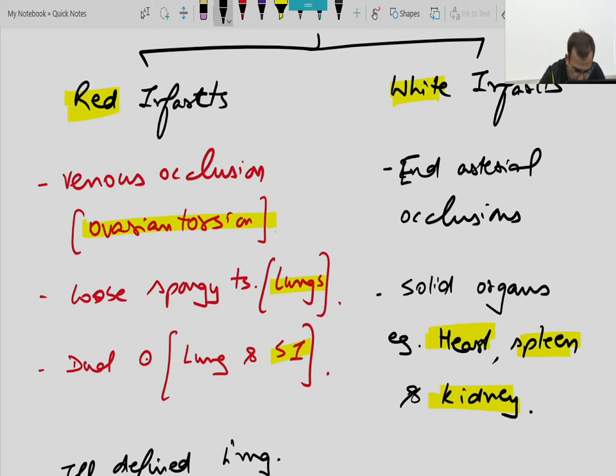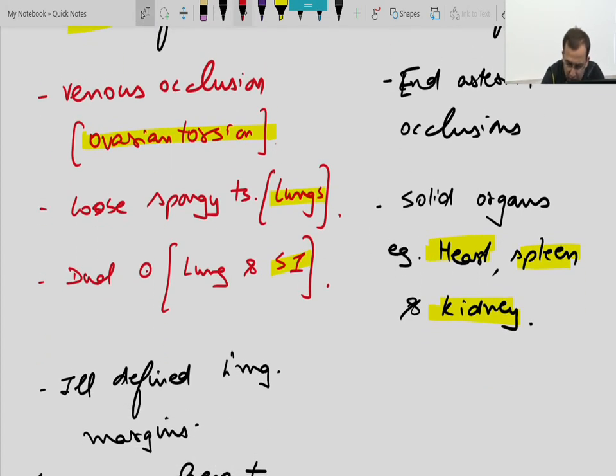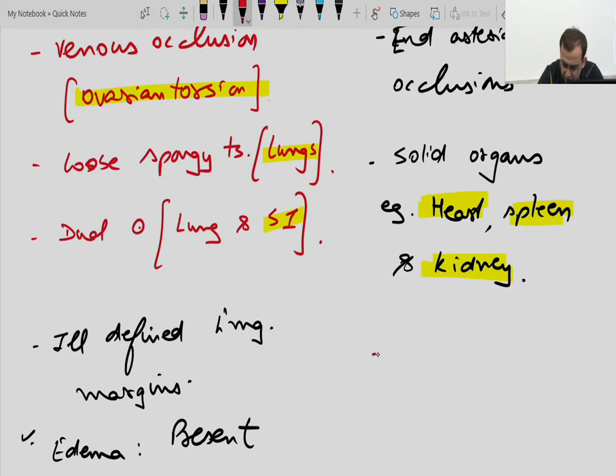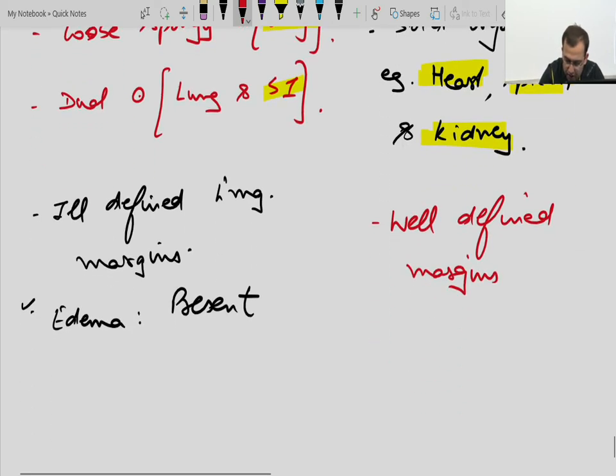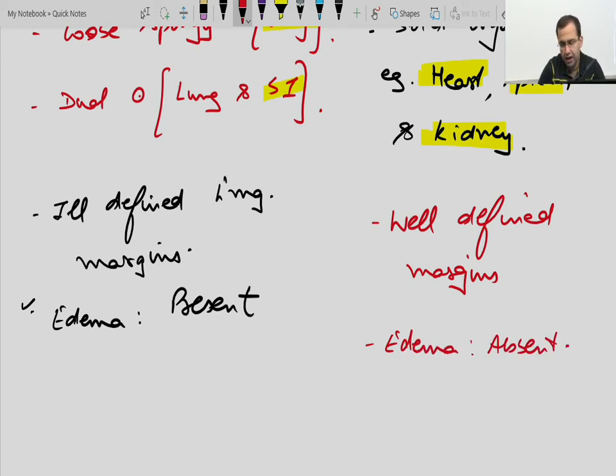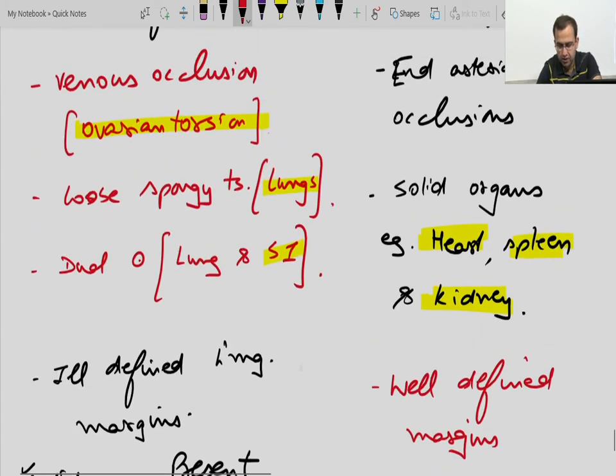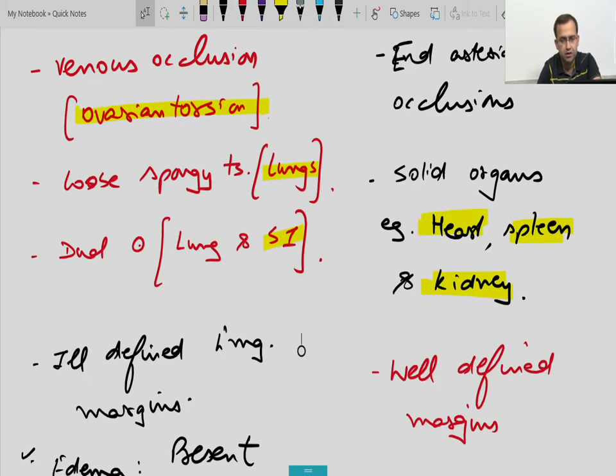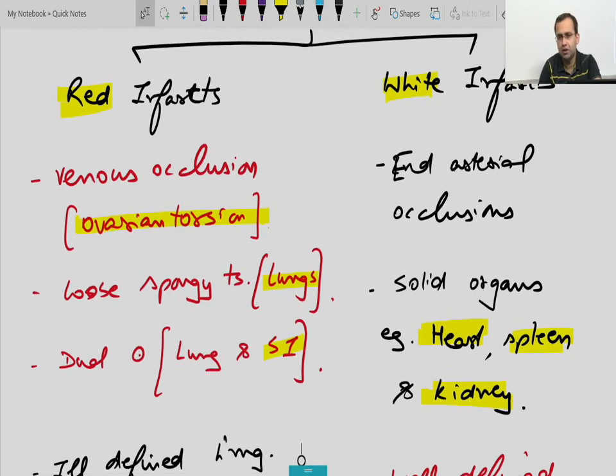Next point, white infarcts have well-defined margins, and edema is usually absent. This is red infarct versus white infarct.